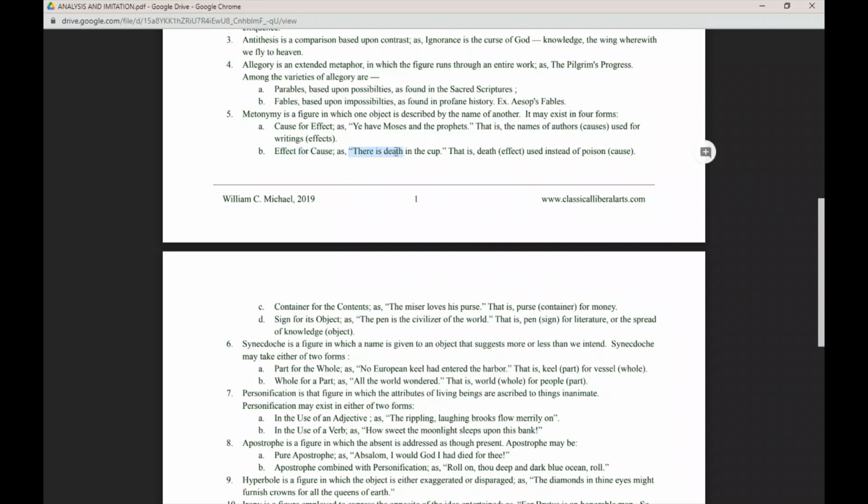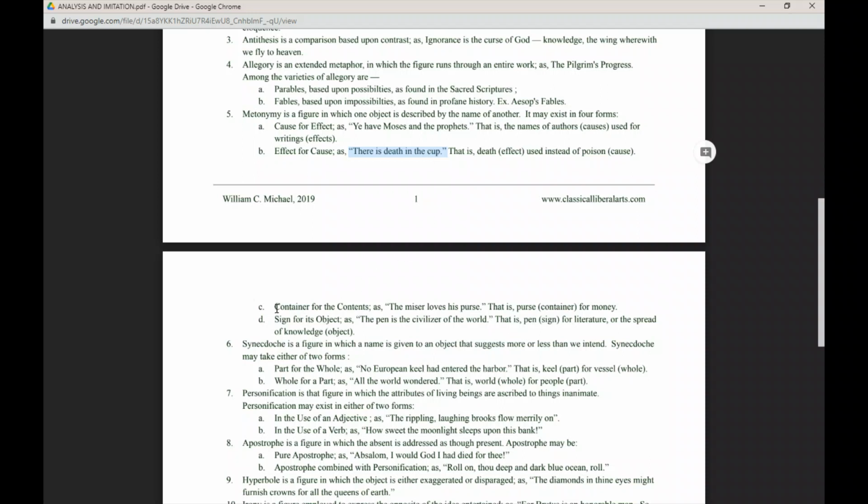In the other direction, we can use an effect to describe a cause. The sentence, "There is death in the cup." Well, that's not actually true. It's simply a rhetorical figure. We're describing the disease or the poison in the cup by its effect, referring to it as death. Death is not, of course, in the cup. A poison might be in the cup, but its effect is death. And so rhetorically, in order to have a certain effect on the audience, we could say, "There is death in the cup." And you can feel that that's more dramatic.